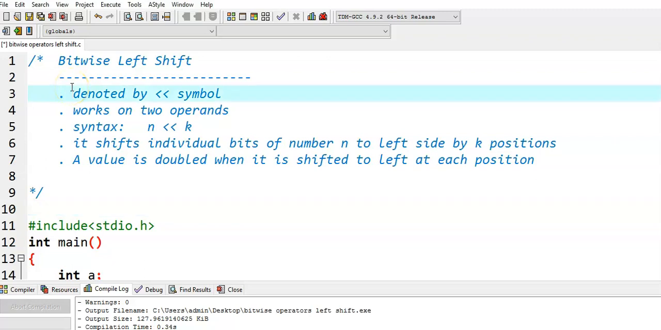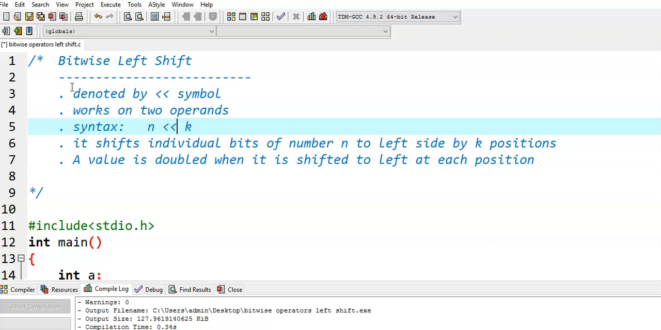In this video, we discuss the bitwise left shift operator. It is denoted by the double less than symbol. It works on two operands. The syntax is n left shift operator k.